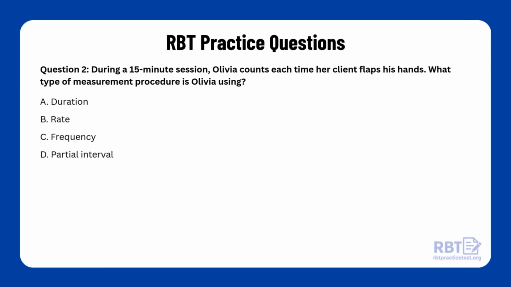Question number 2. During a 15-minute session, Olivia counts each time her client flaps his hands. What type of measurement procedure is Olivia using? A. Duration. B. Rate. C. Frequency. D. Partial interval. The correct answer is C.